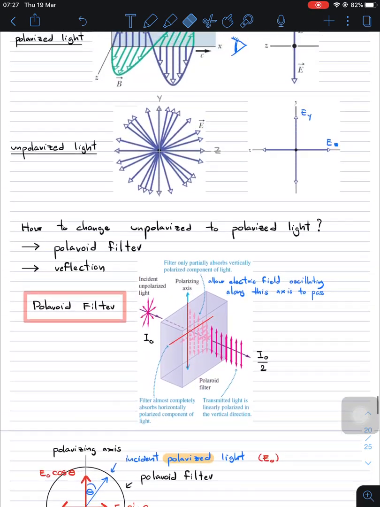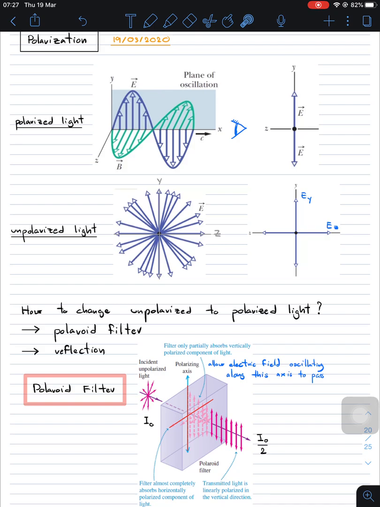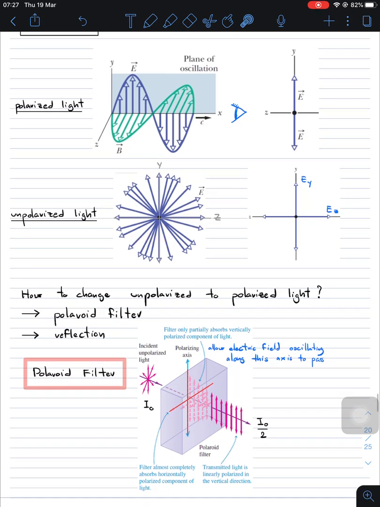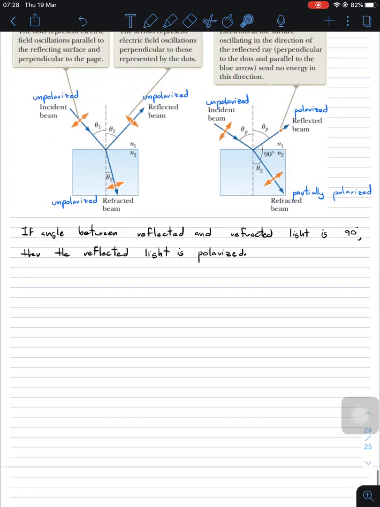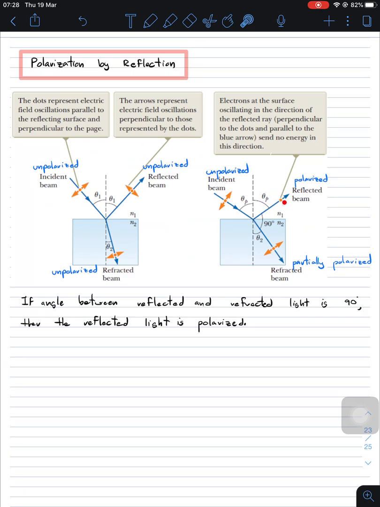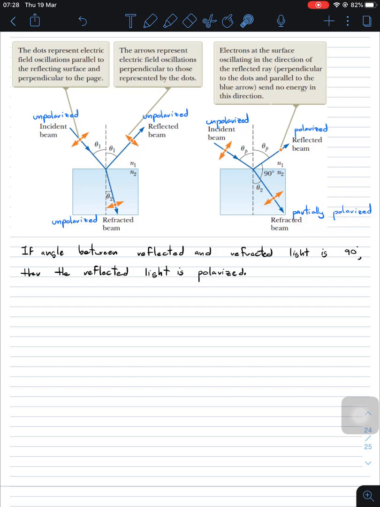So what does it mean by partially polarized light? Let's go back and look at this picture again. The electric field for the unpolarized light oscillates in all directions equally. It means that if we break the electric field into two components, this one and this one, then the two components must have the same amplitude, the same value, because the electric field oscillates in all directions equally. But now, if some amount of the electric field is taken off, the amount of electric field oscillating in this direction and in this direction will have different values. That's why I say it's partially polarized light.